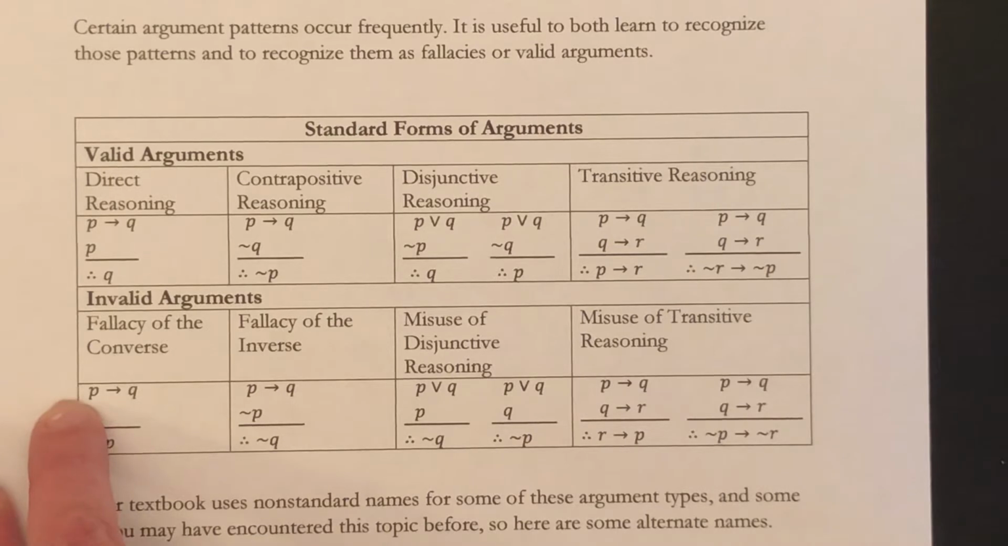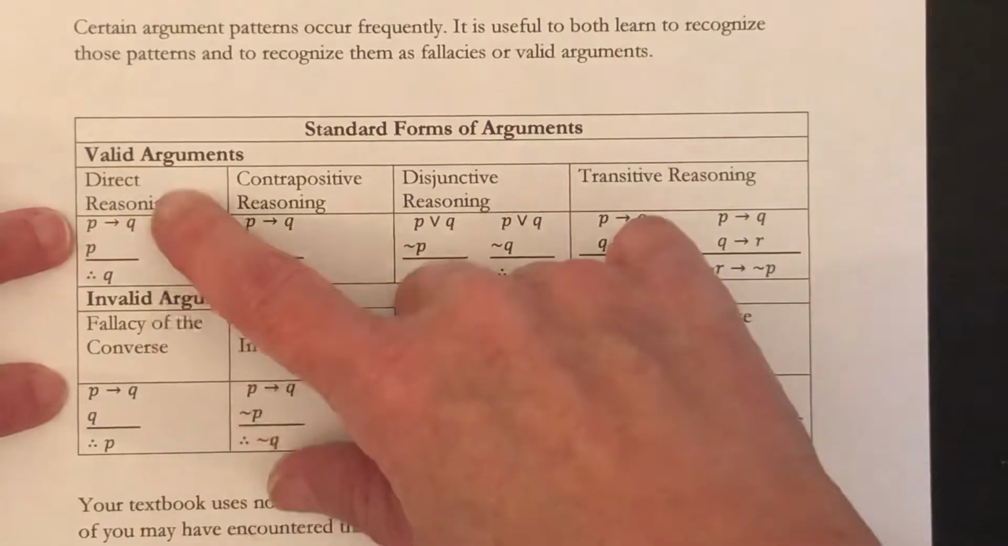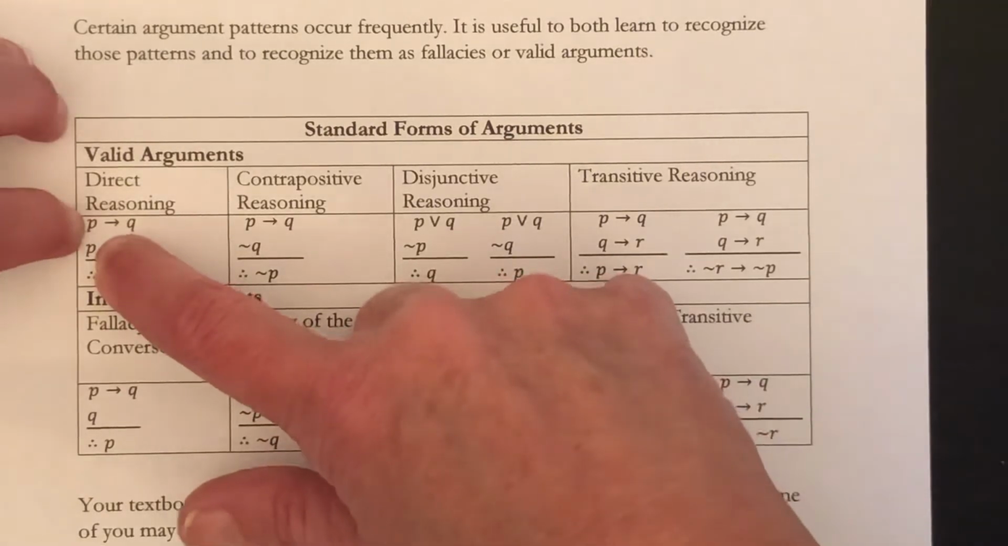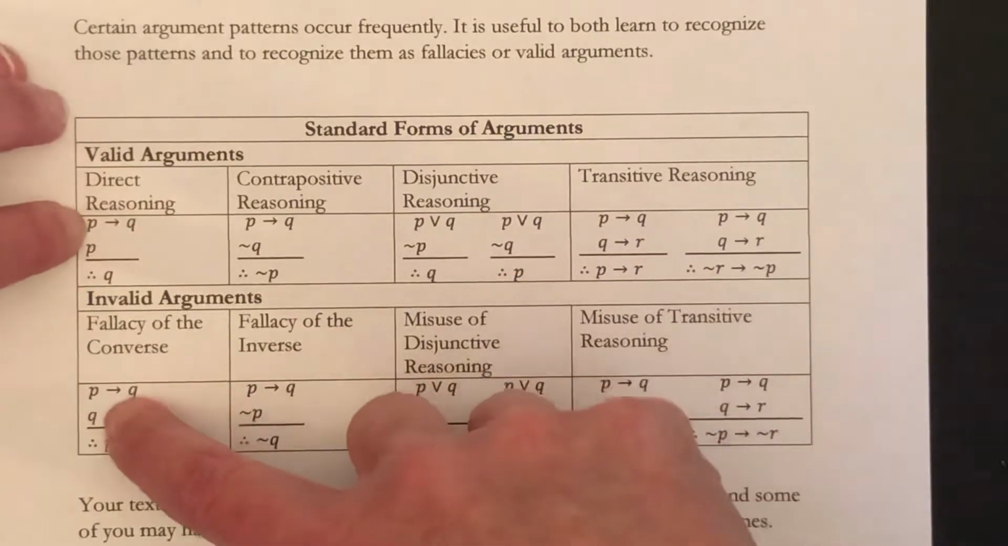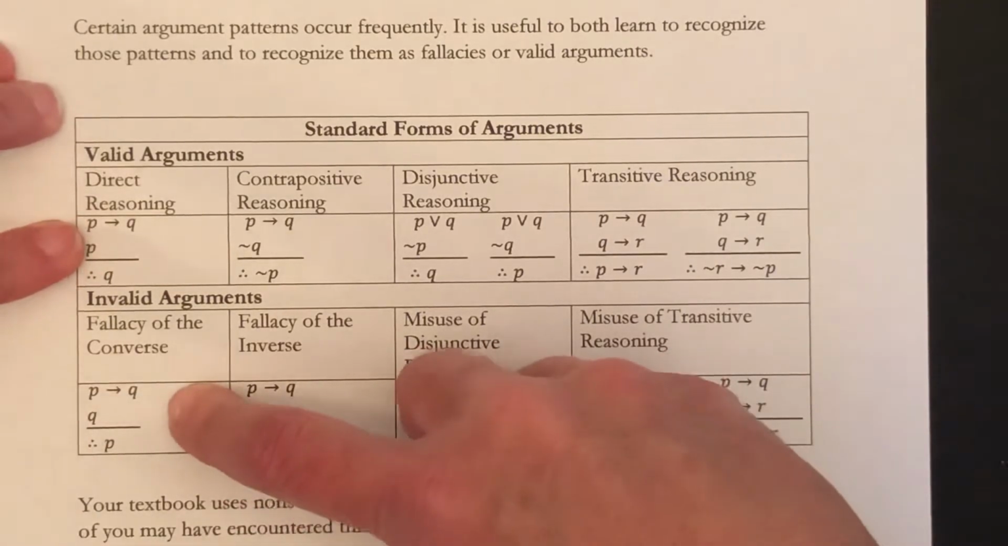So this one says, if P then Q, Q, therefore P. Compare these two. You have a conditional on the top. Here, you're given the first part as your second premise. Here, you're given the second part. This one works, this one doesn't.